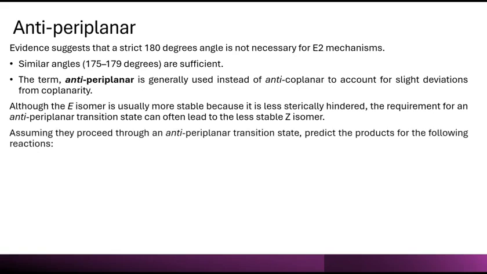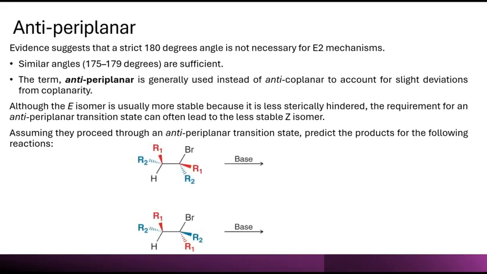Assuming that they all proceed through anti-periplanar transition states, predict the products for the following reactions. Note here, we want to start off with the anti-periplanar species. We have H, C, C, Br in the same plane, for both. When we draw in our products, we want to make sure that the bold wedges are on the same side of the double bond, and the hash wedges are also on the same side of the double bond.